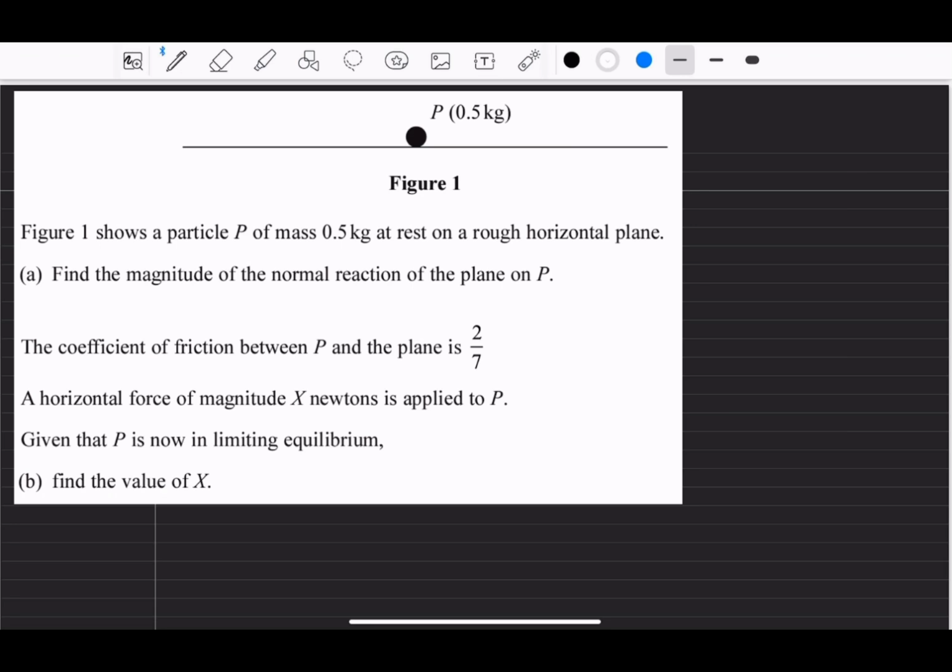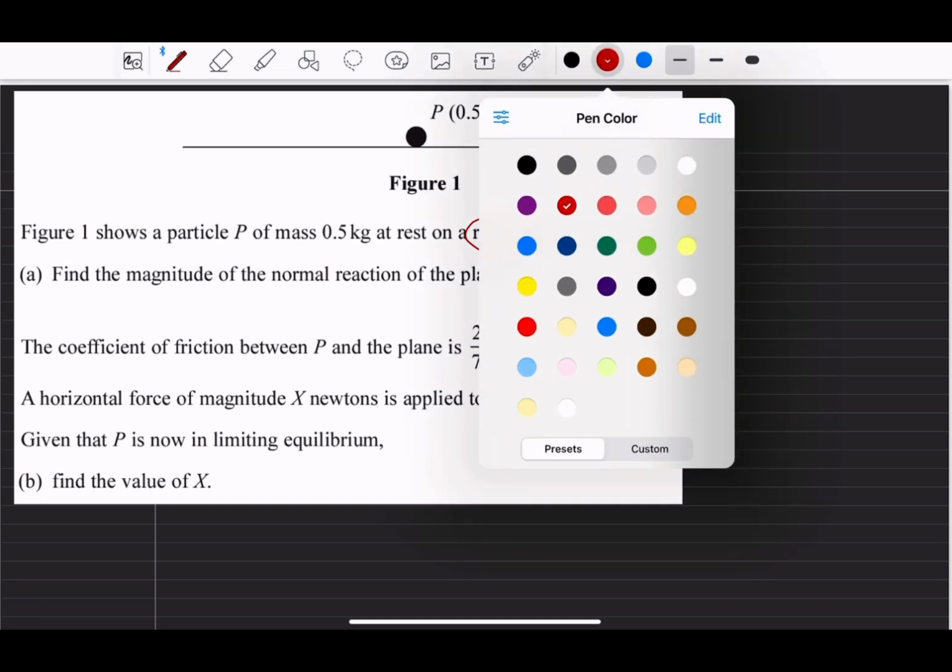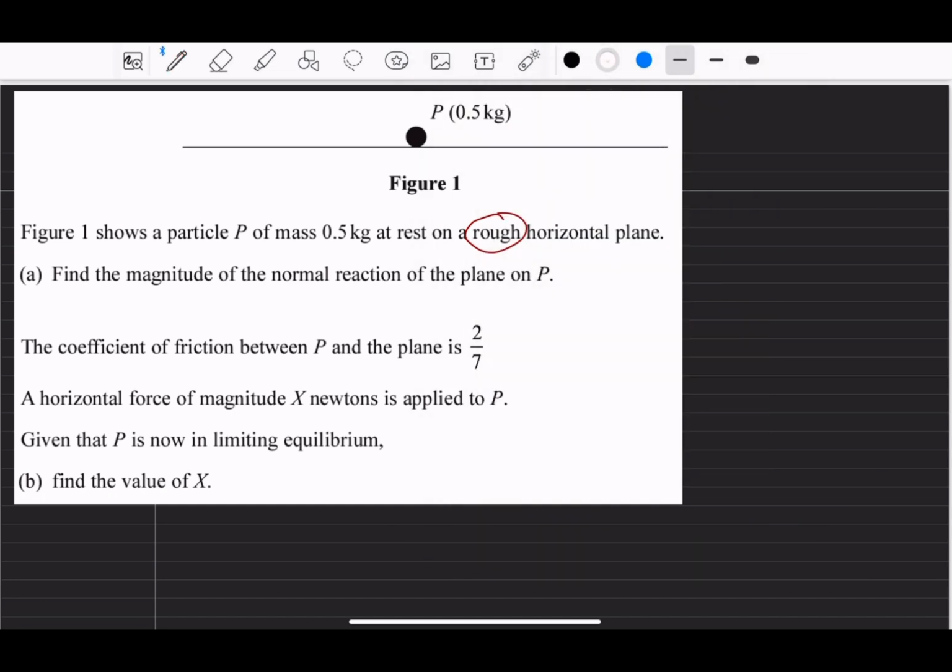Now let's start with this question. This figure shows a particle P of mass 0.5 kilograms at rest on a rough horizontal plane. So there is some very important information that you should know: the rough horizontal plane. That means what? That means there is friction force.